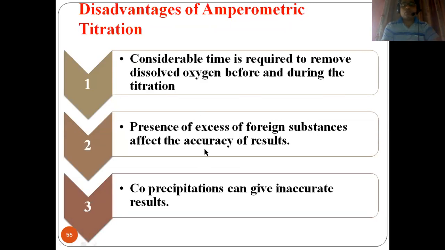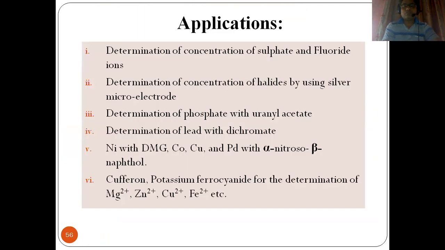Presence of excess foreign substances affects the accuracy of the result. Co-precipitation can give inaccurate results. In applications, determination of concentration of sulfate and chloride ions, determination of concentration of halides by using a silver microelectrode, determination of phosphate with uranyl acetate, determination of lead with dichromate, nickel with DMG, cobalt, copper and lead with alpha-nitroso-beta-naphthol, cupferron, and potassium ferrocyanide for the determination of magnesium, zinc, copper, Fe2+, etc.